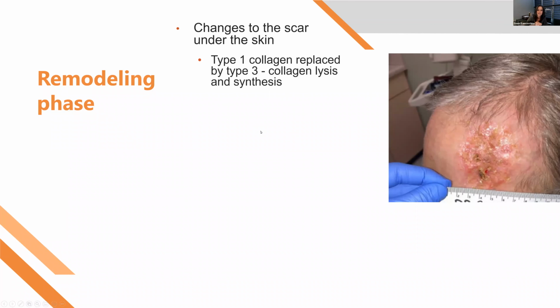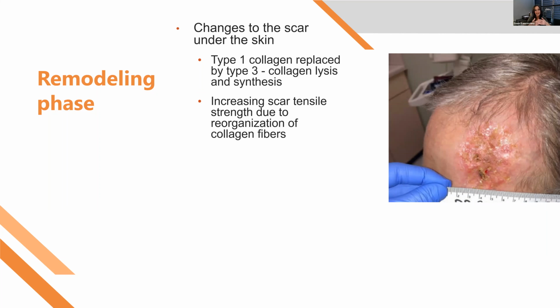The type 1 collagen is replaced by type 3 collagen. So you get collagen breakdown, collagen synthesis, you get collagen remodeling because the collagen fibers are reorganizing themselves again into more of that duct tape type of consistency, so it's not easily pulled apart. But this takes up to 2 years to complete.